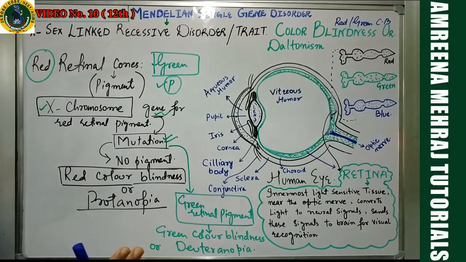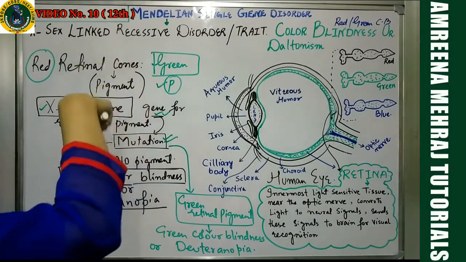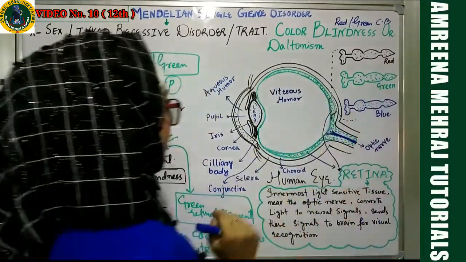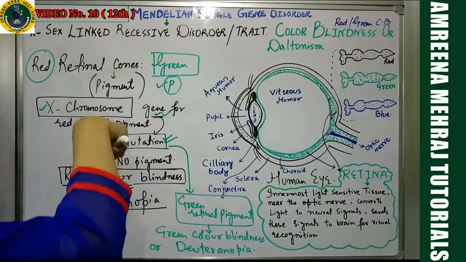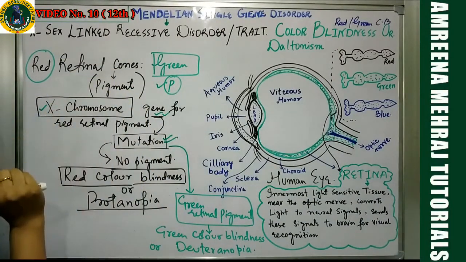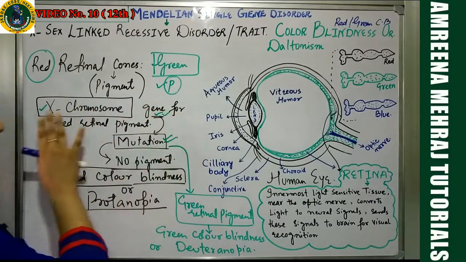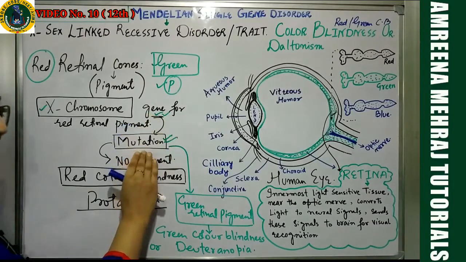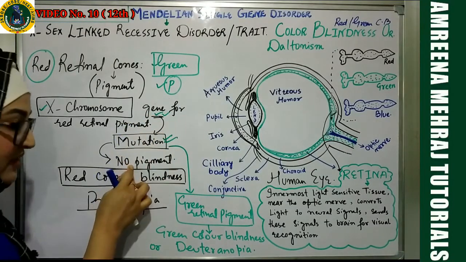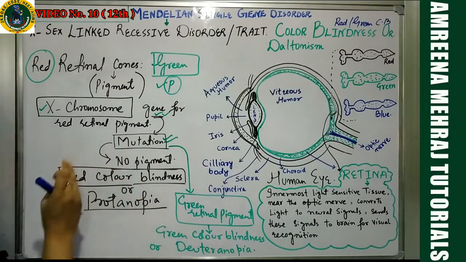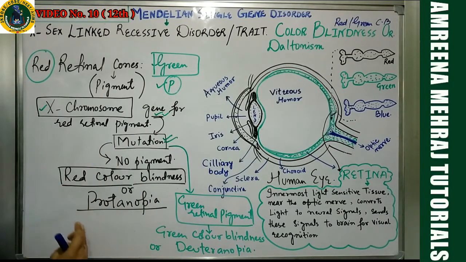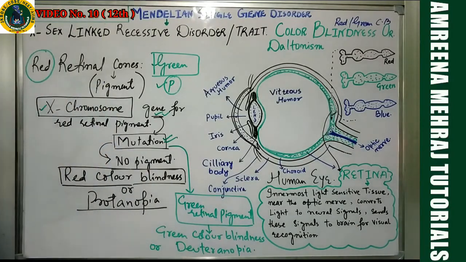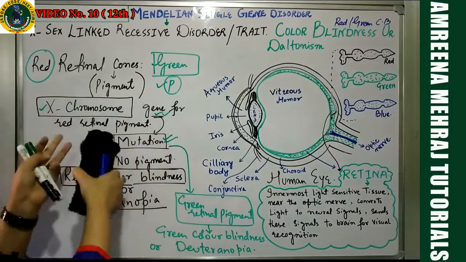So what is the crux over here? Retinal cones have pigments, either the red pigment or the green pigment. Accordingly, we have the red cones and the green cones. For the pigments, we have the gene, and the location of the gene is on the X chromosome. If the gene is normal, we will be able to perceive both colors. But if the gene undergoes mutation, then no pigment will be formed. If no pigment is formed, we will suffer from either red color blindness or protanopia, or green color blindness or deuteranopia. Okay, let me rub it off and make you understand the genetic reasons behind it.